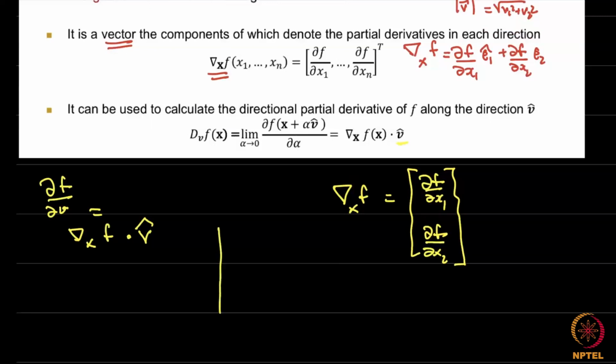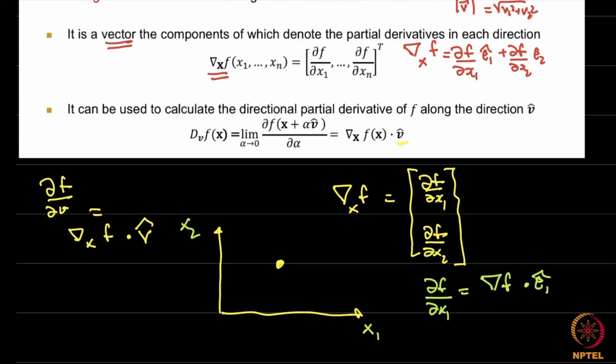So if I have a point, again I'm showing this in 2D, let's call the axes x1, x2. If I want del f del x1, all I have to do is take gradient of f and dot it with e1. Now that's obvious. When I dot this with e1, all I am going to get is del f del x1. Similarly, if I want del f del x2, all I need to do is dot this with e2.